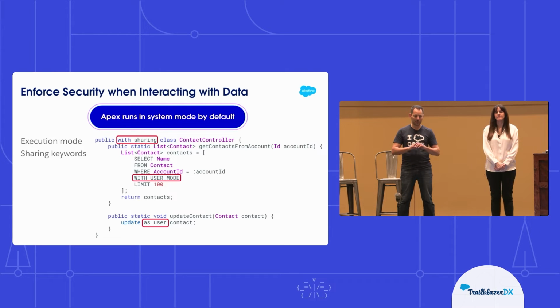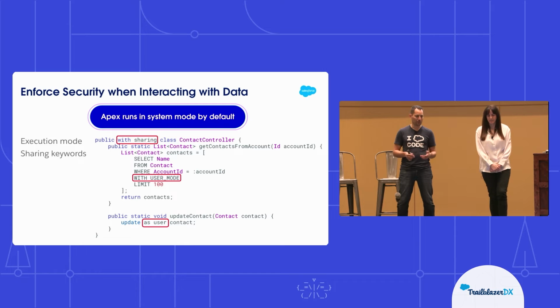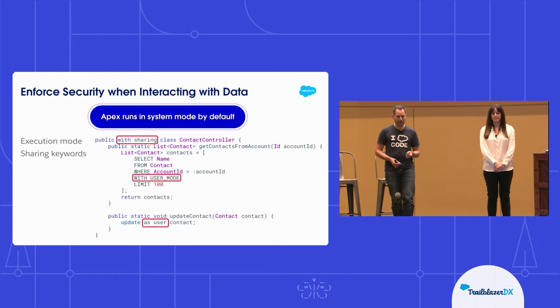The system can see everything, can modify everything. This is fine for things like batch tasks that are happening behind the scenes, but when you have something that is closer to your user interface, you want to be very careful about the security. To do that, we have a number of mechanisms we can apply.